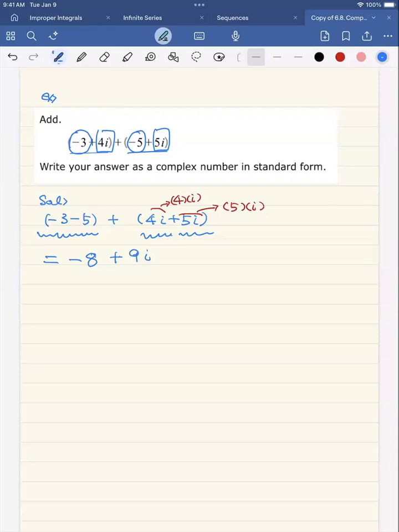Here, 4i means 4 times i, and 5i means 5 times i. So those are multiplied rather than sticking together. So we take out i, then we realize that we have to add the numbers in front of i.